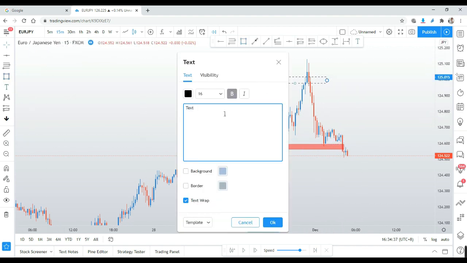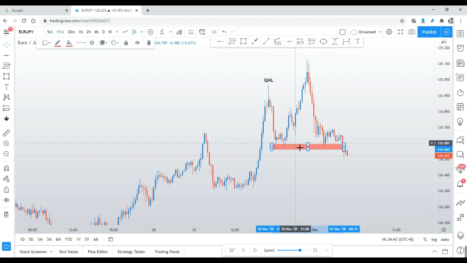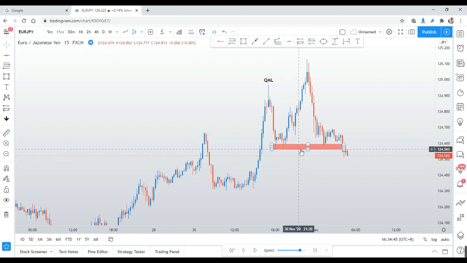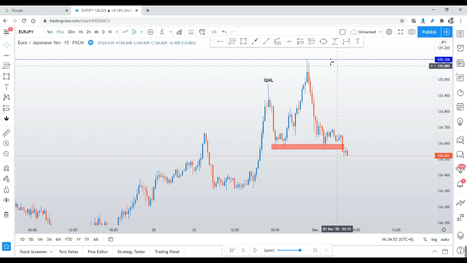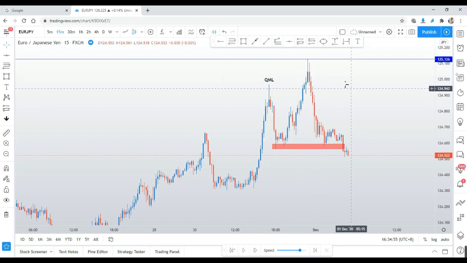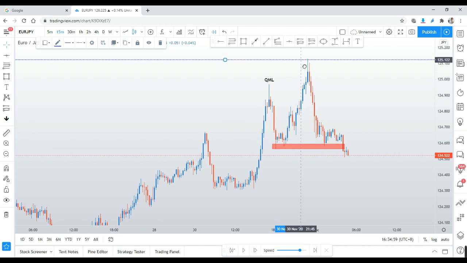All right, but I have a habit that always saves me, so I'm going to share it with you. Whenever I see a QML, I will definitely place a horizontal line at the head area. This is the left shoulder, this is the head. I'll definitely put a horizontal line at the head area.